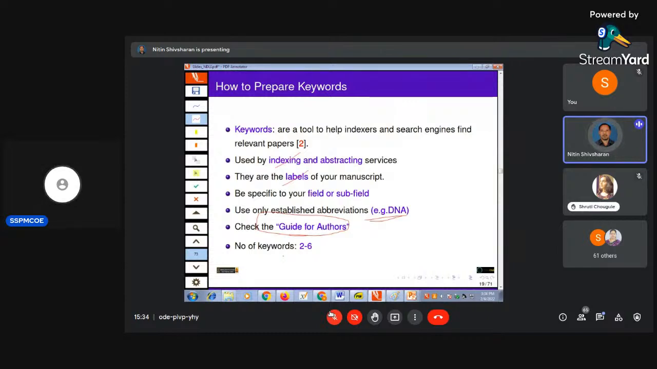So, the number of keywords while writing a research paper: try to keep the number of keywords at a minimum of 2 and a maximum of 6.